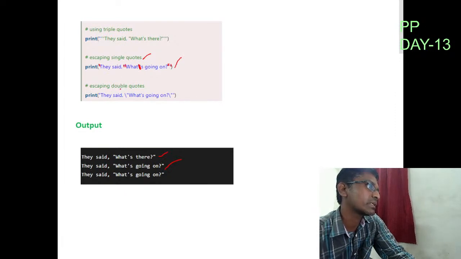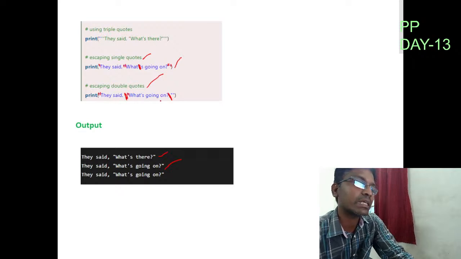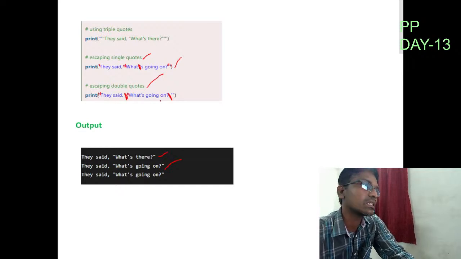And the next one is escaping double quotes. Here I'm using a single quote, and now I'm going to start with the double quotes. So in the double quotes I'm writing again double quotes, and I'm going to close the two double quotes here. In between I'm going to use the escape character sequence, backslash. If you write this without using an escape sequence, it will produce a syntax error. For avoiding that syntax error, you have to use the escape sequence characters.